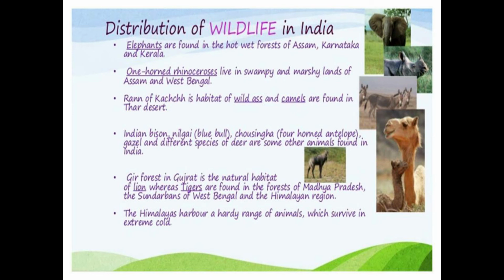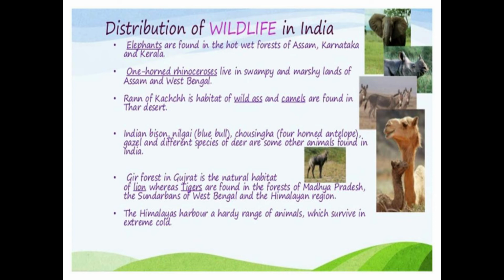When we talk about the distribution of wildlife, we find that wildlife can be found in all ecosystems, whether that is a desert, forest, plain, snow covered region or any other area, including the most developed areas, all have distinct forms of wildlife. In India, we find elephants in Assam, Karnataka and Kerala. One-horned rhinoceroses are found in the swampy and marshy lands of Assam and West Bengal. Rann of Kutch is the habitat of the wild ass, and camels are found in the Thar desert.